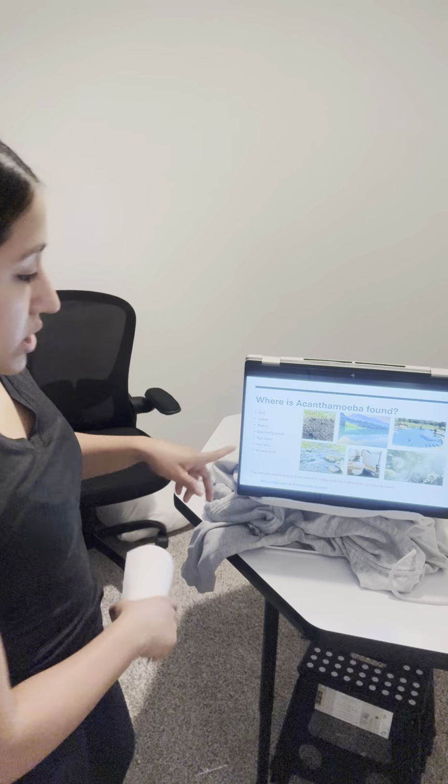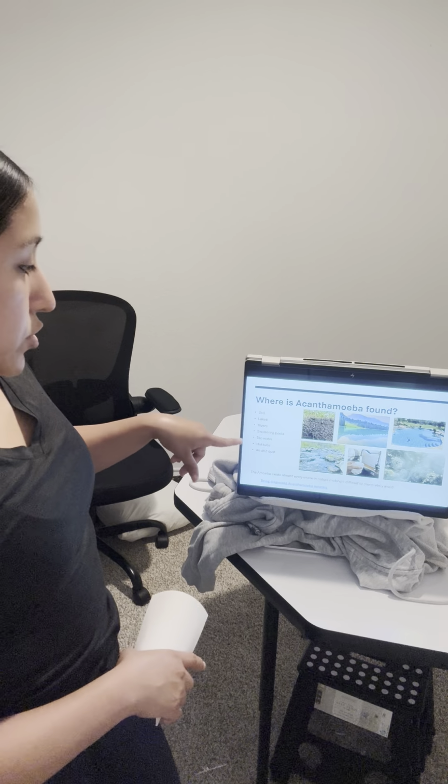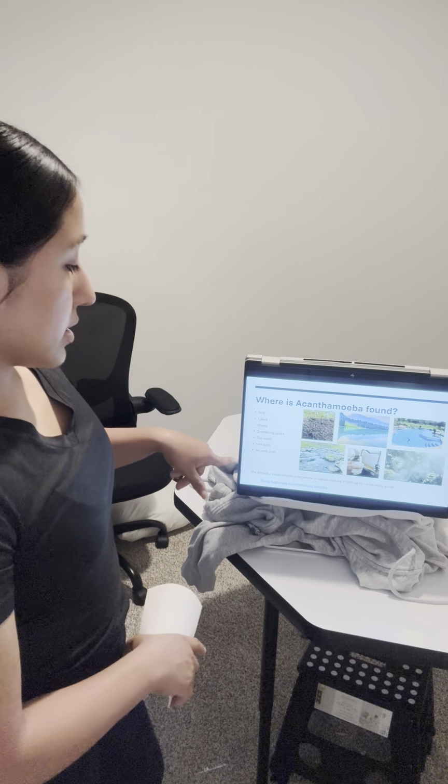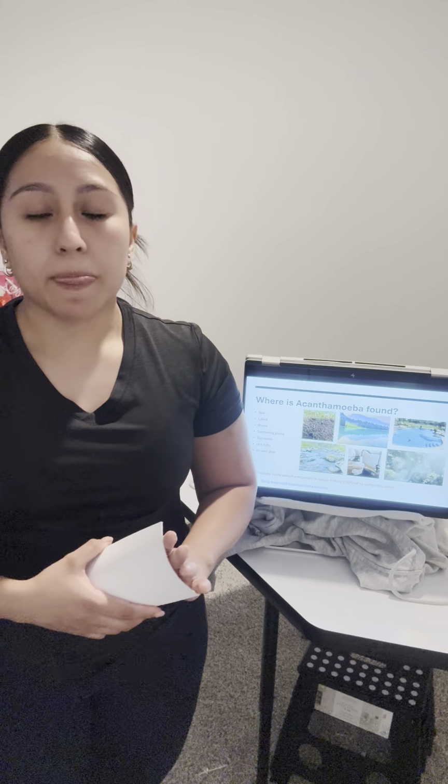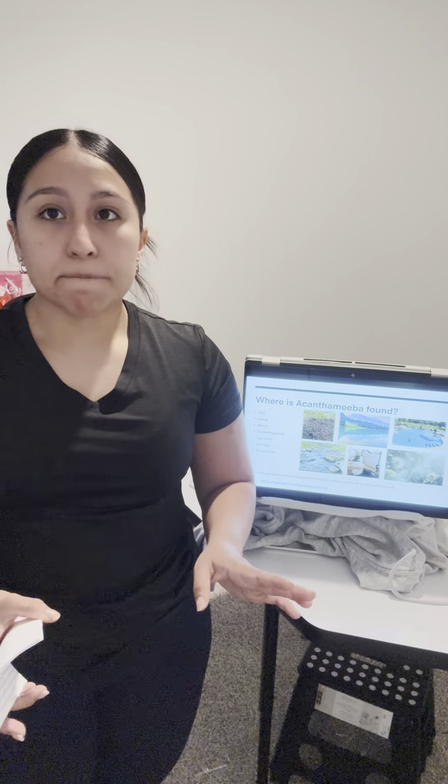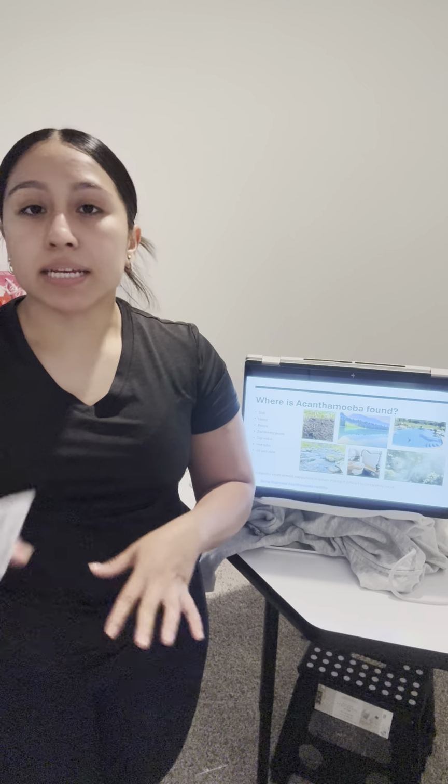But as you can tell, it is found in soil, lakes, rivers, swimming pools, tap water, hot tubs, air, and dust. So almost everywhere. But nothing happens unless it gets into your eye, into your cornea.